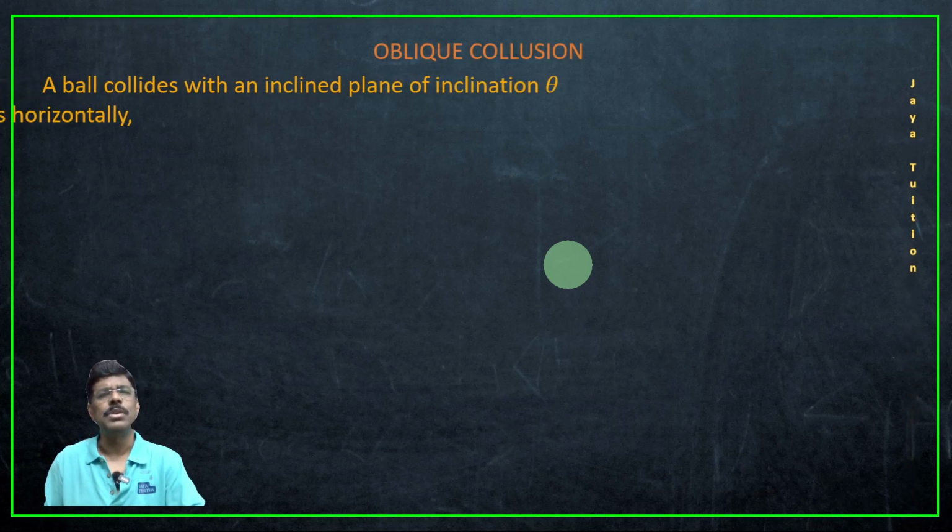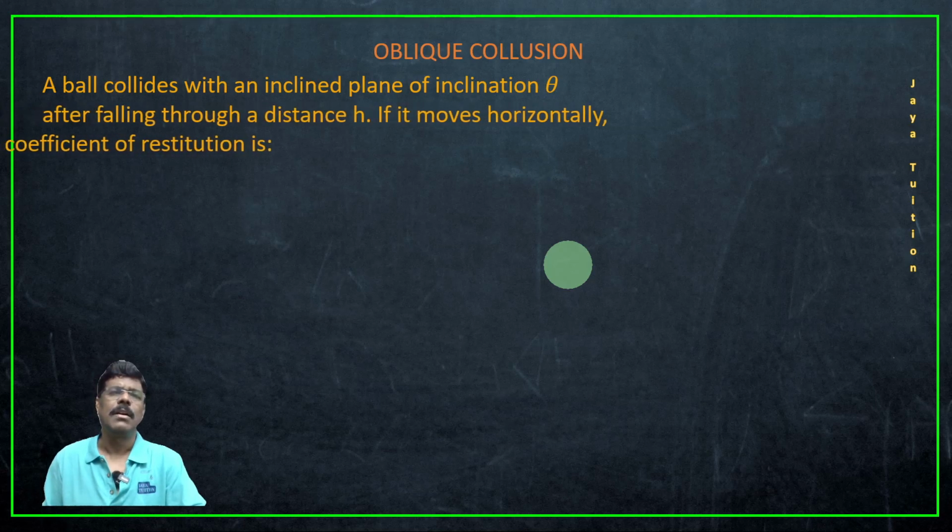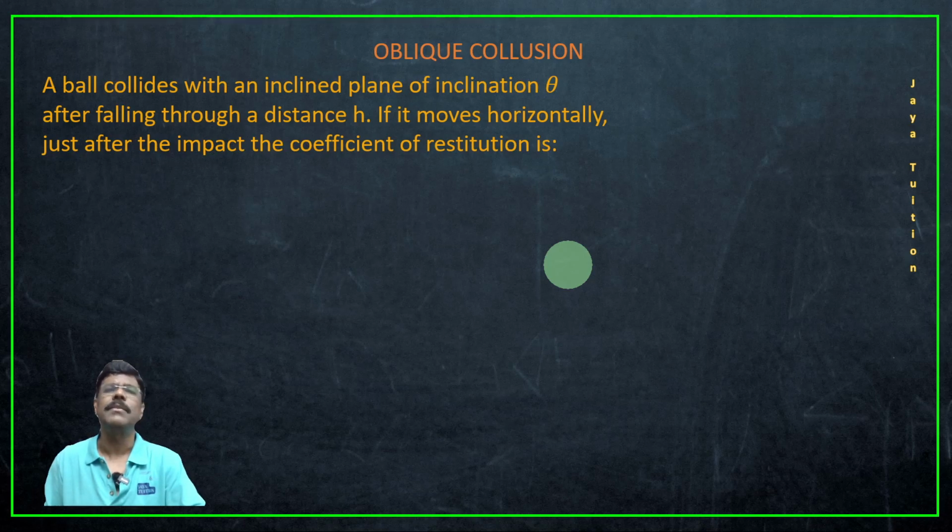Today we are going to see a question given by my student Bhargav on oblique collision. He asked a question which I explained to him, but I thought of making a video. A ball collides with an inclined plane of inclination theta. After falling through a distance h, if it moves horizontally just after the impact, the coefficient of restitution is? So we have to find out what the coefficient of restitution is.